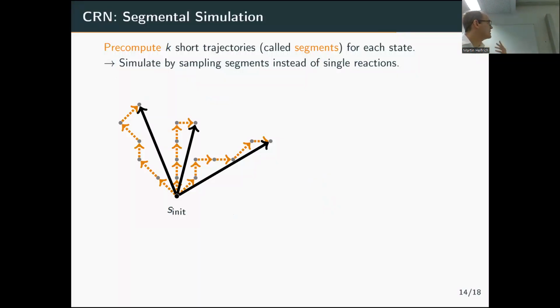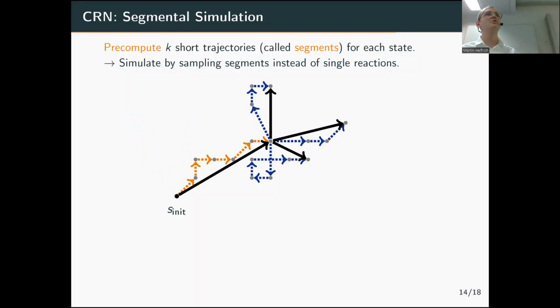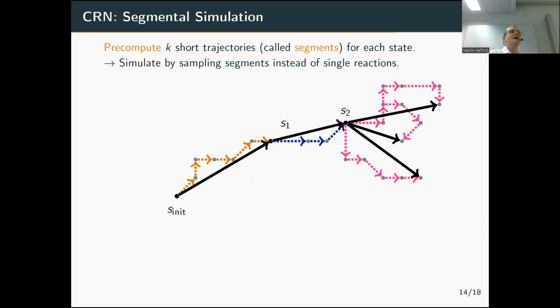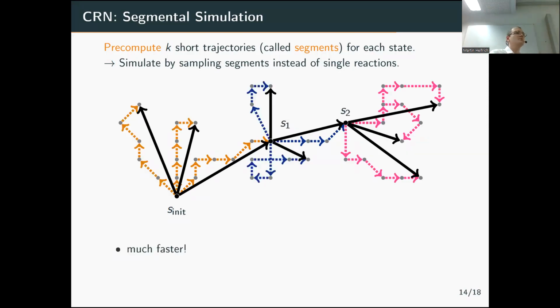And so what we imagine is, let's say we have pre-computed these segments, these short trajectories, these short simulations of your system for every possible state. If you have these pre-computed, then instead of applying a single reaction at a time, you could just apply a bunch of them, right? So you could choose one of the pre-computed segments and apply it, reaching a new state where you have them pre-computed again, choose one of them, apply. And of course, this is much faster.